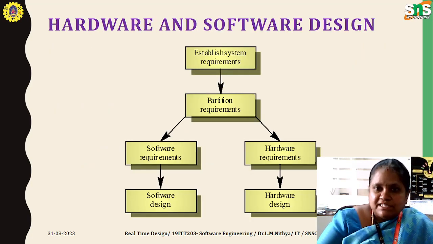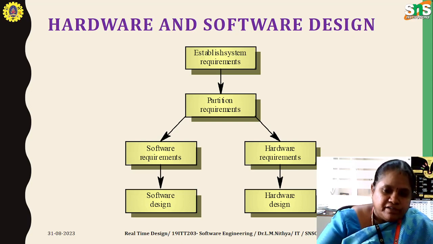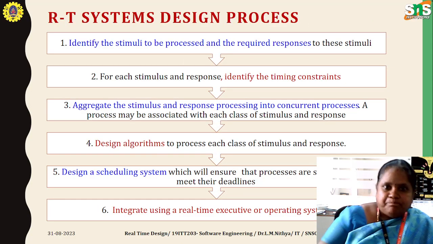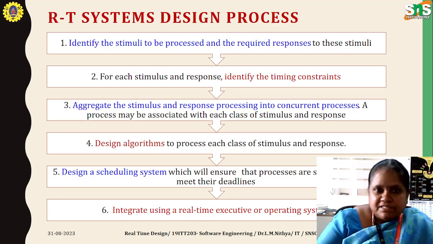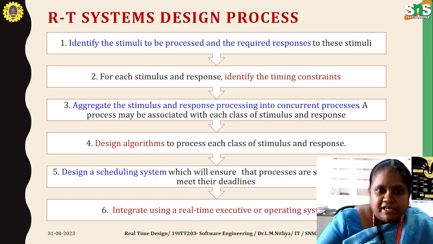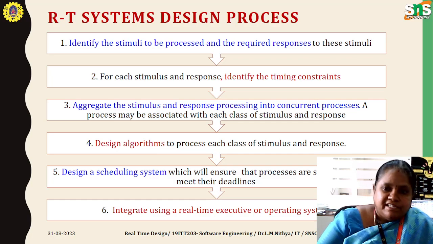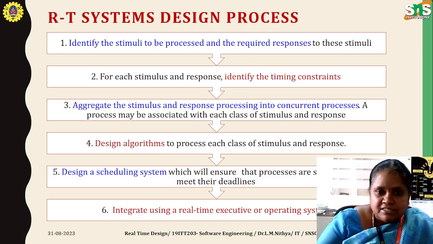First we have to establish the system requirements, then we partition the requirements into software requirements and hardware requirements, and we do the software design and hardware design separately. This is the step-by-step process of preparing a real-time system design. First, identify the stimuli to be processed and the required responses to these stimuli. So what are the stimuli and what are the responses? Then for each stimulus and response, identify the timing constraint. We have already said that all stimuli will not have the same timing constraints.